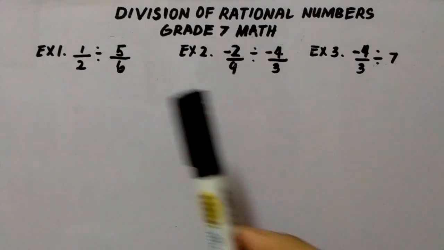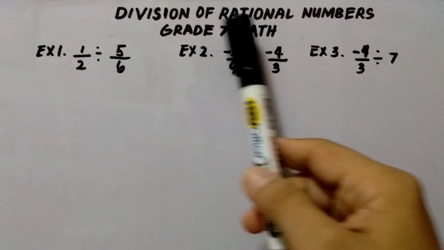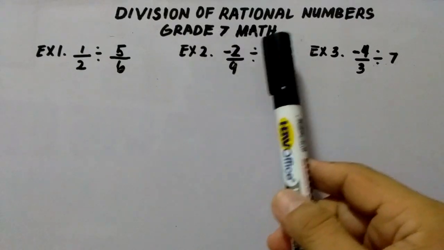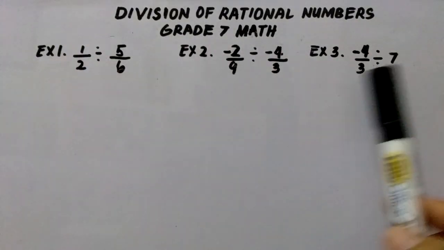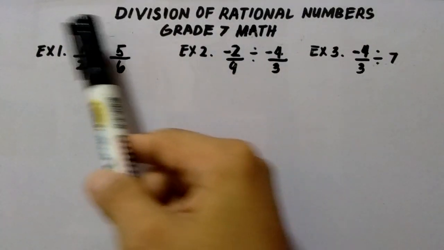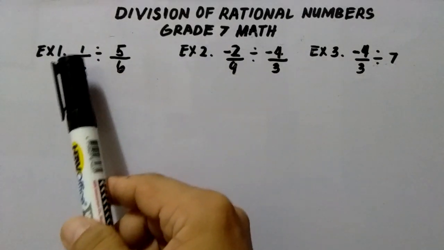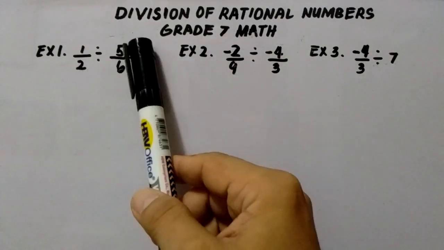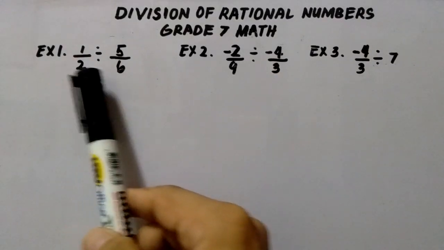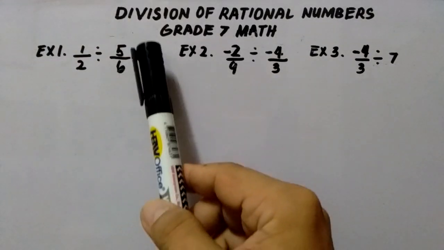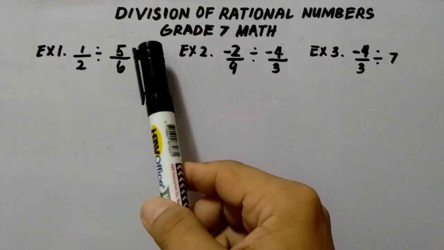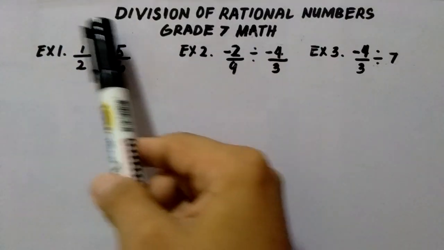So ang pag-uusapan po natin for today is division of rational numbers, grade 7 math. So we have three examples here. Okay, so let's proceed to example number 1. Okay, so we have 1 over 2 divided by 5 over 6. So we will apply three steps here to solve division of rational numbers.